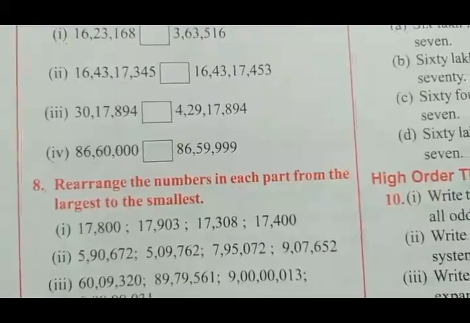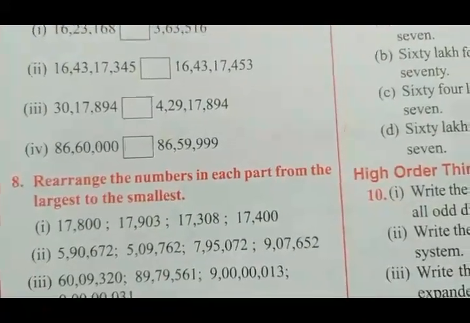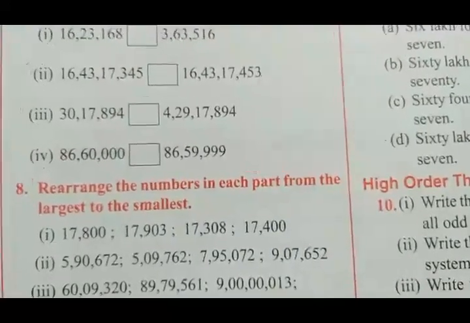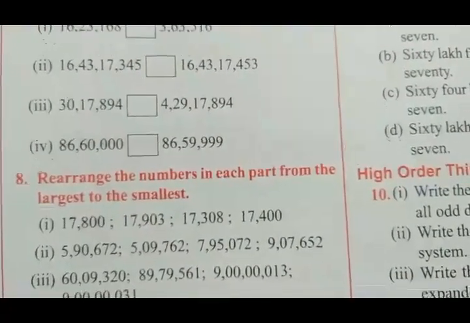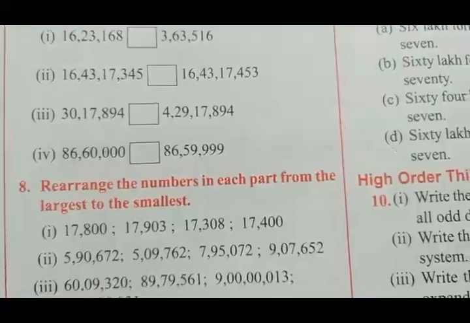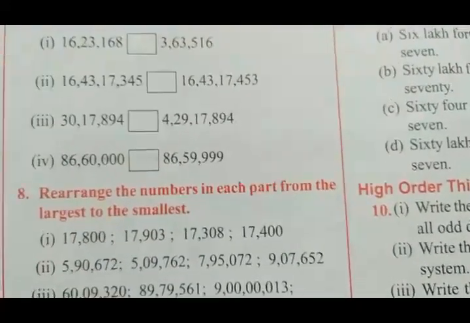Now question number 8. Rearrange the numbers in each part from the largest to the smallest. Means you have to write in descending form. You have to start from the largest and move towards the smallest number. That is called the descending form.